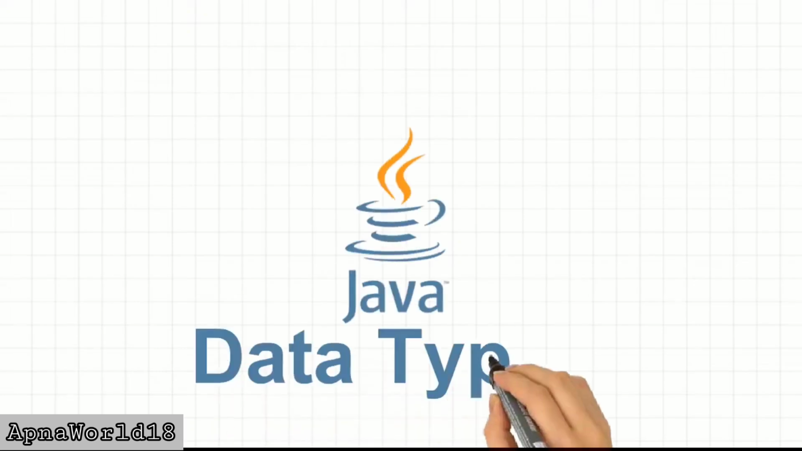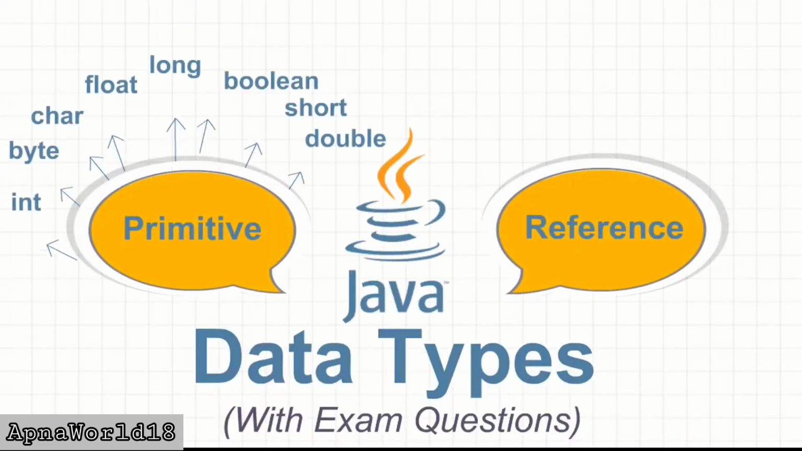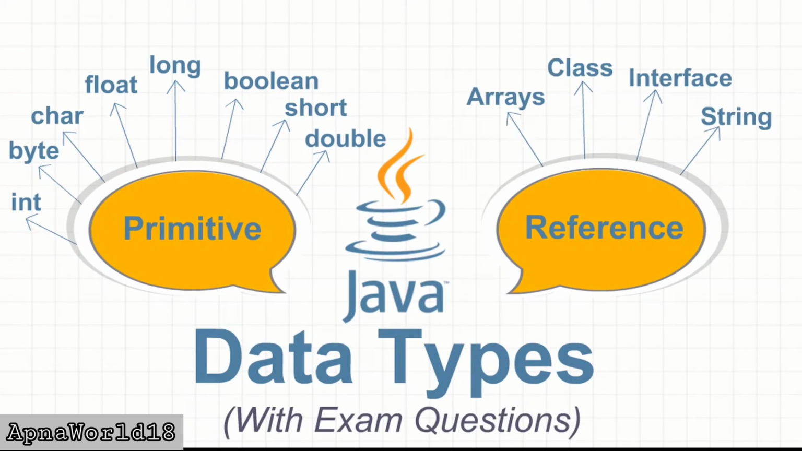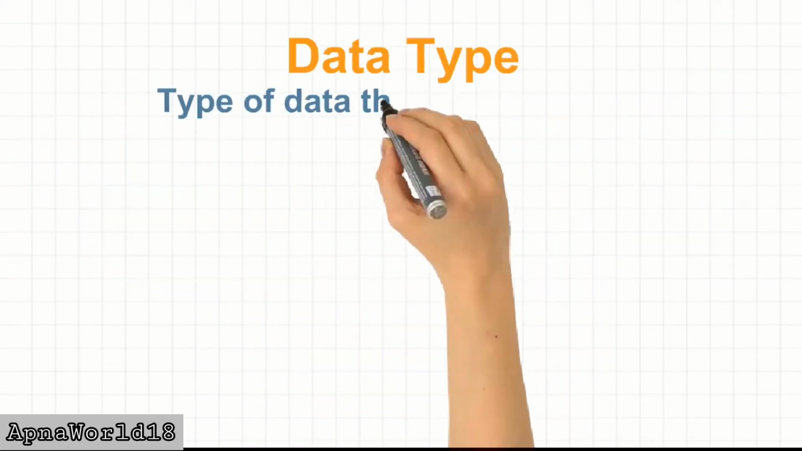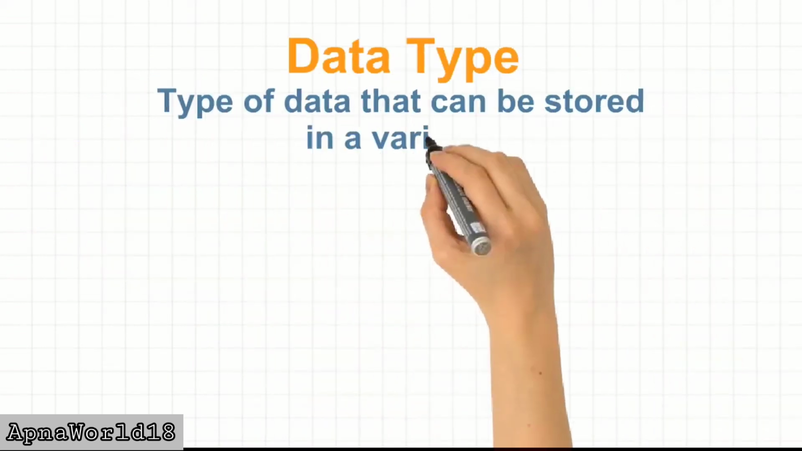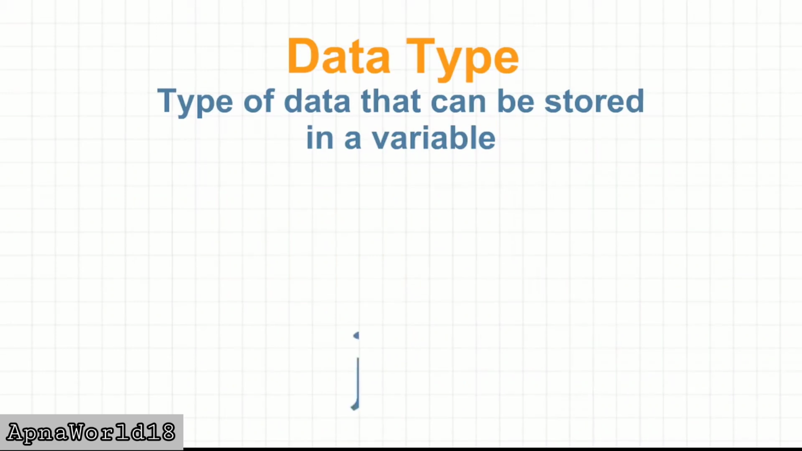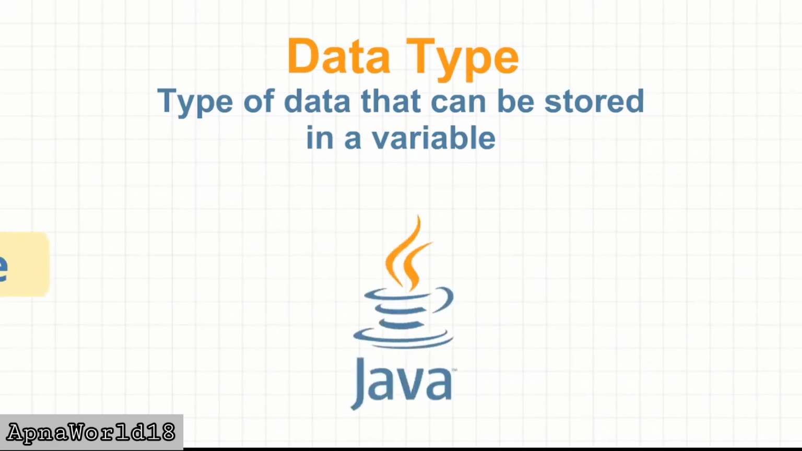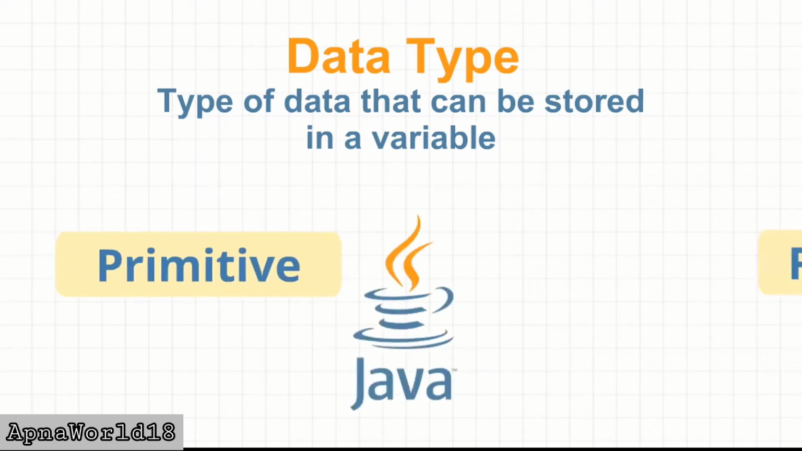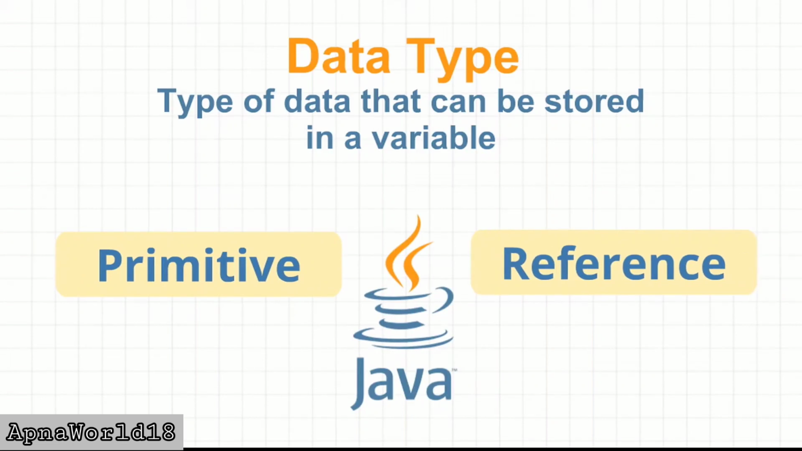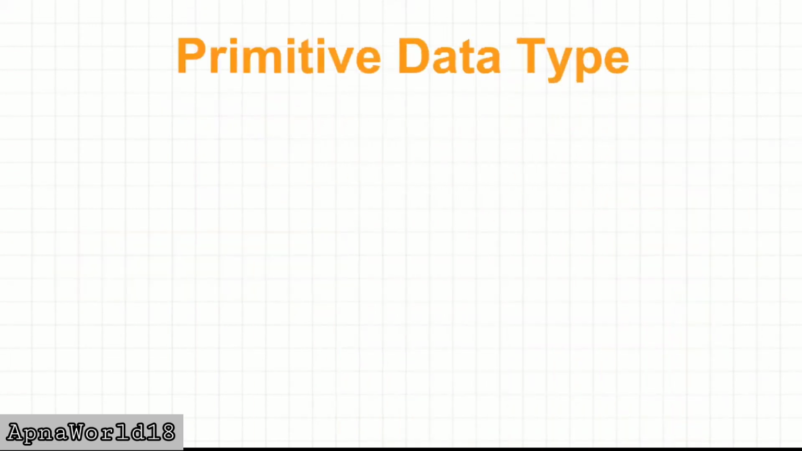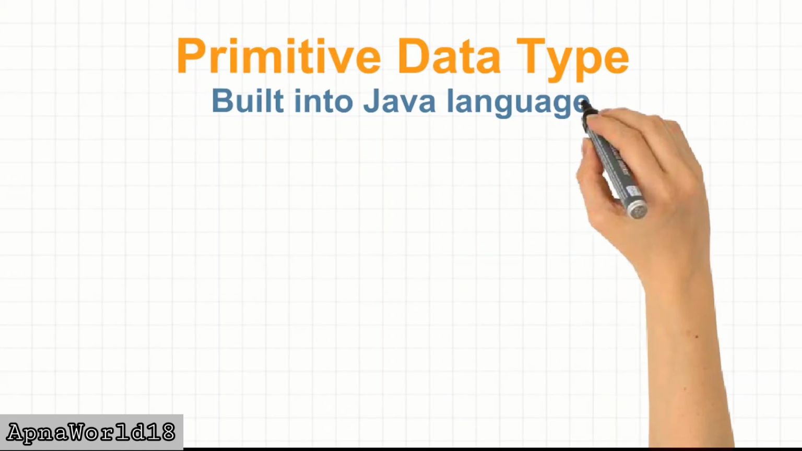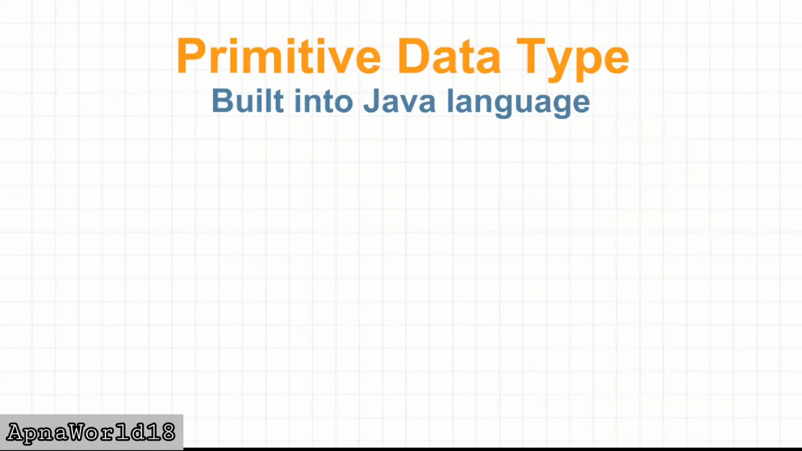Hello, in this video we will learn more about Java data types. Data type refers to the type of data that can be stored in a variable. Java has two data types, one is primitive and the other is reference data type. Primitive data types are ones which are built into the Java language.